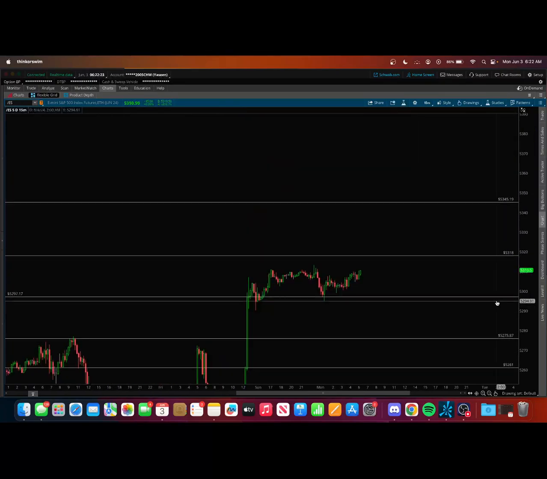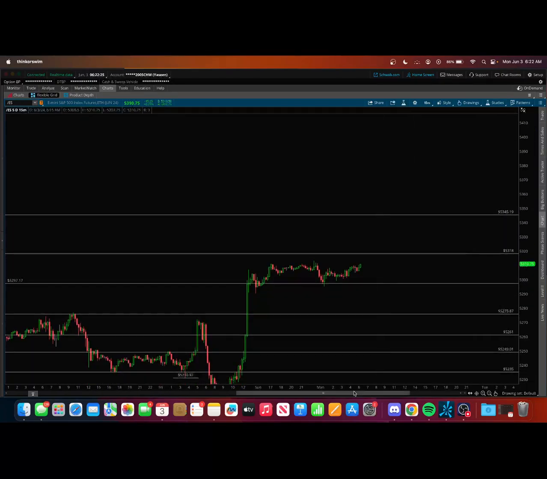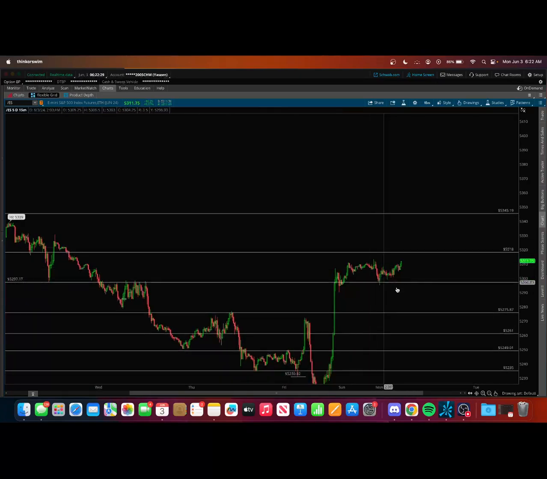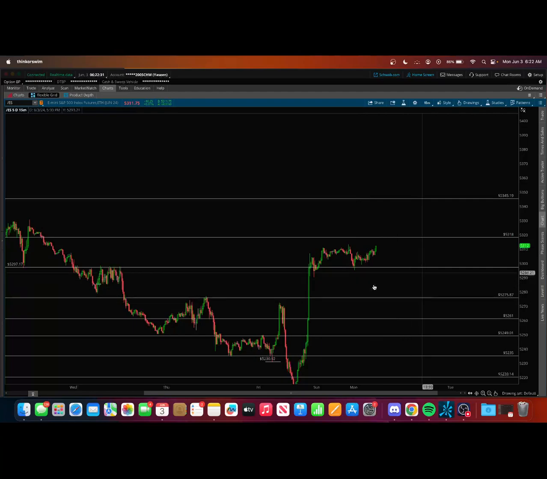I already have my levels plotted from last week. I didn't really add anything new. So for ES, I'm looking for it to hold the 52.97 on a dip. There's some resistance right here, 53.13, as you can all see.